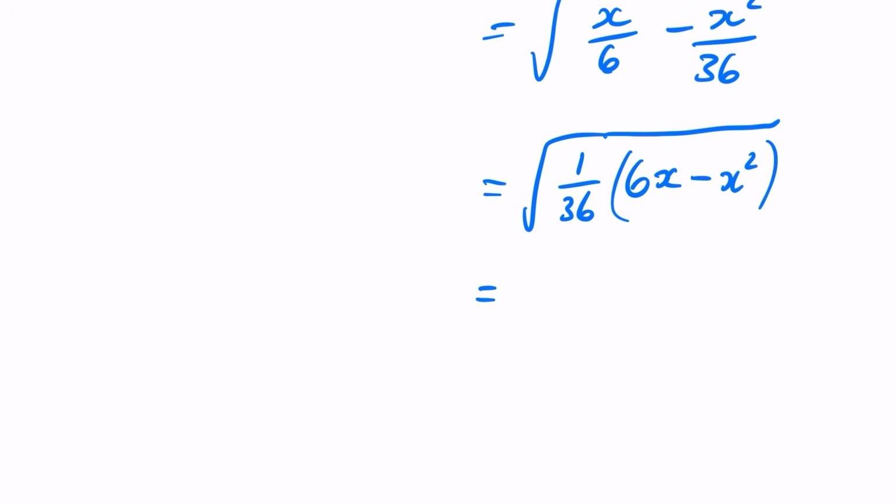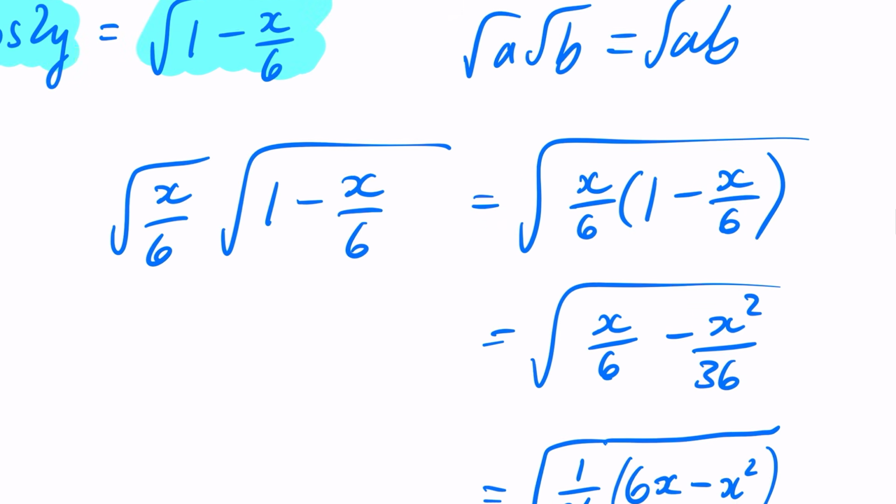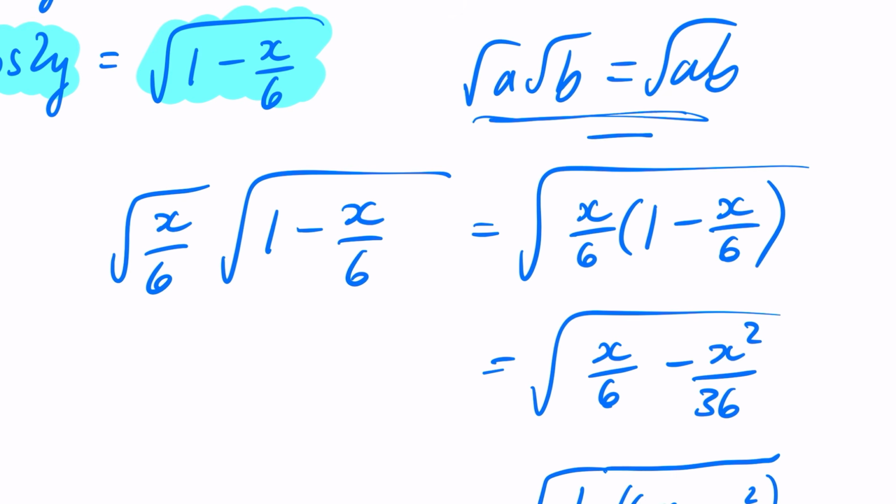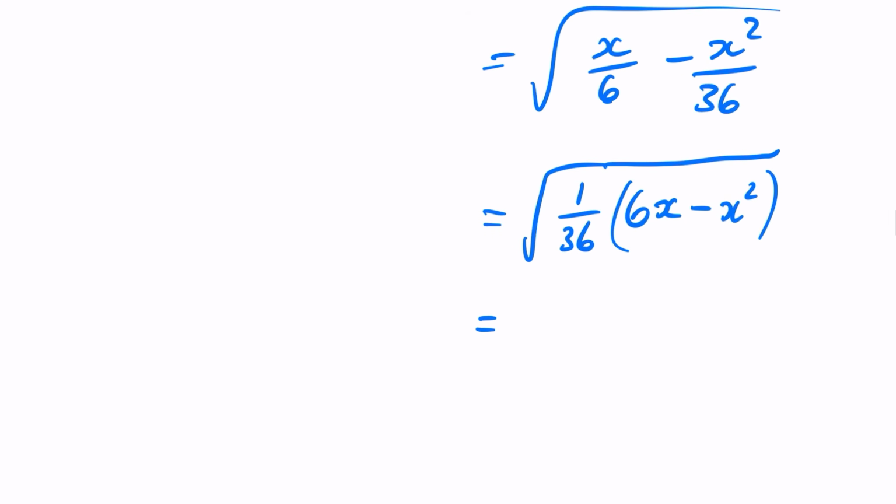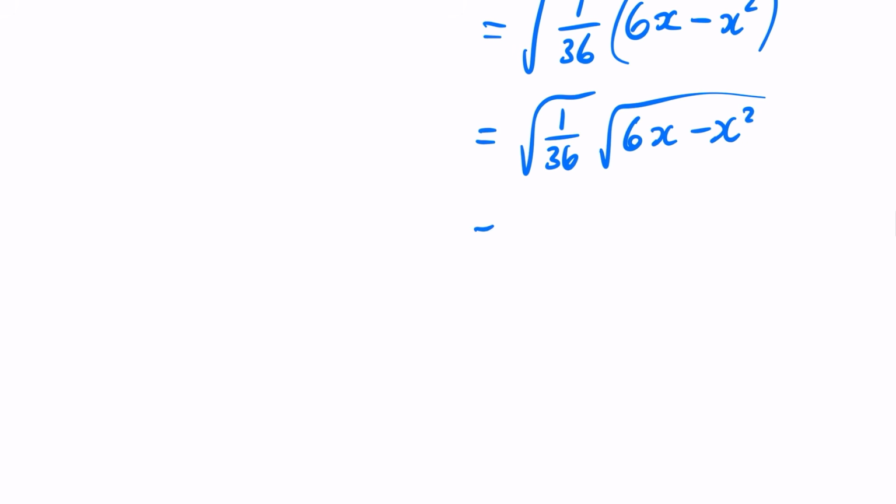So now I can split this into two separate parts using this rule that we've got up here, but I'm going to use it to the left. I'm going to take two things that are multiplied and write it as two separate surds like this, meaning this is the same as 1 over 36 square rooted, and then the 6x minus x squared like this. And luckily, 1 over 36 square rooted is just going to be a sixth. So I have a sixth 6x minus x squared.